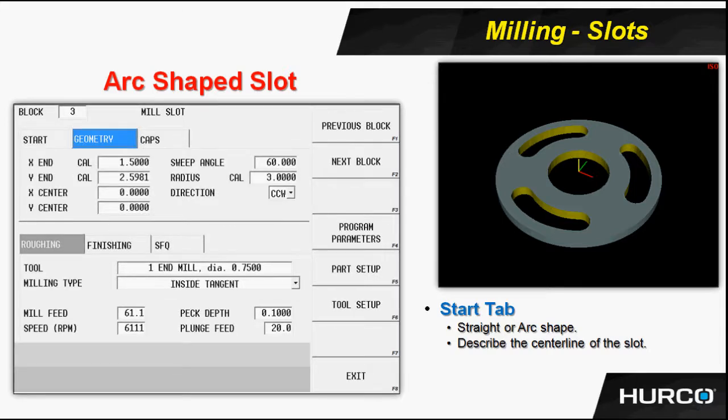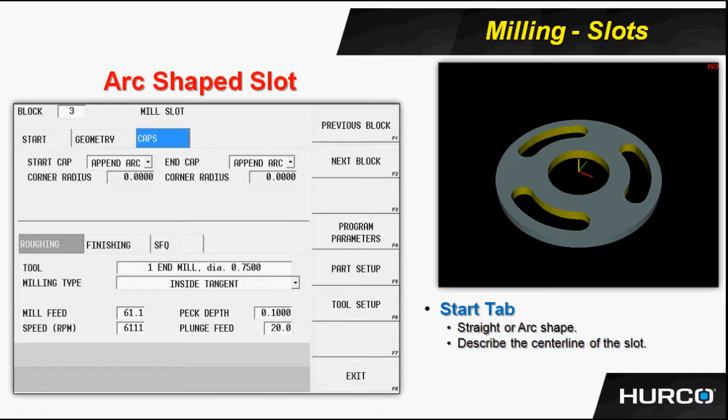Under Geometry, we now have a few other features. We have X and Y center that it wants to know. We could put in the X and Y value if we know it, or we can use sweep angle and radius, which is what has been done here in this case. We'd put the sweep angle of 60 degrees. It's on a radius of 3 inches, and the center point of the arc is at 0, 0.